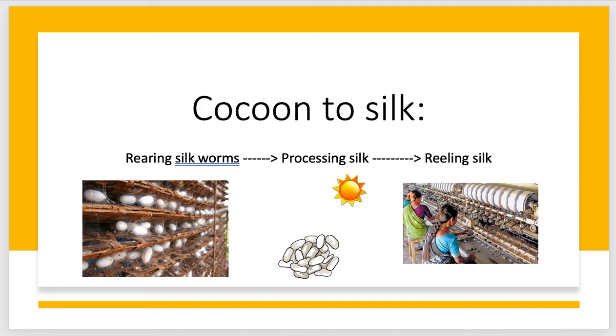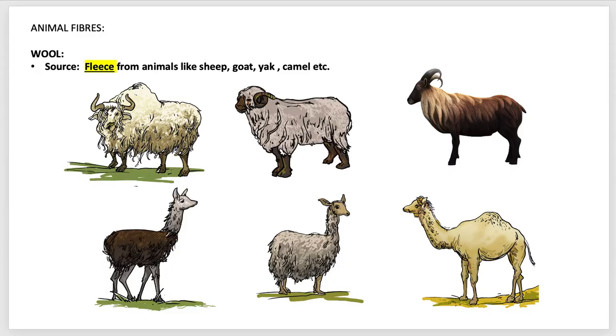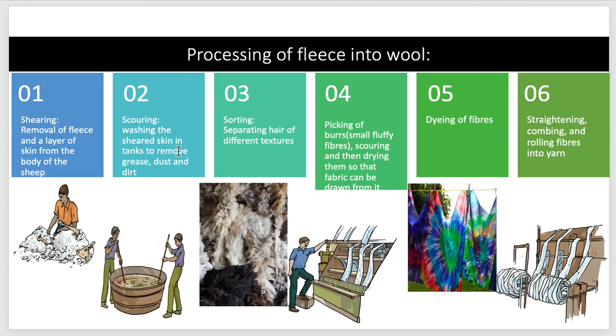Well, that is about our class for today. We learned about wool, we learned about silk. So just to revise, let's start from wool. Fleece is cut from sheep. It undergoes a lot of processes. Fleece is actually the fiber. It is sheared from sheepskin. Then it is scoured, that is, it is washed. Then it is sorted. Then the burrs are picked from it. Then the fibers are dyed, and then it is rolled into balls of yarn.